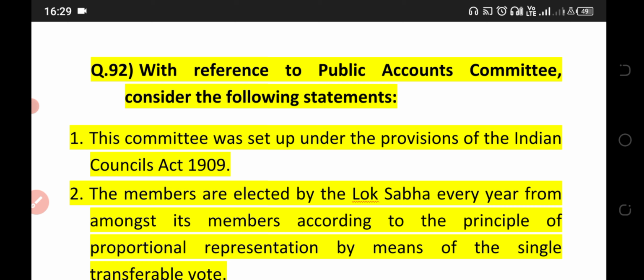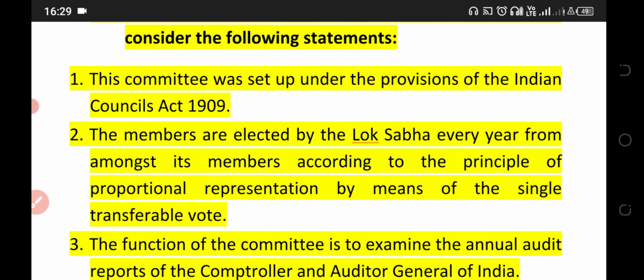Okay, let's start. With the reference to the Public Account Committee, consider the following statements. Public Account Committee के बारे में बताना है आपको। This committee was set up under the provisions of the Indian Council Act 1909. The members are elected by the Lok Sabha every year from among its members according to the principle of proportional representation by the means of single transferable vote.